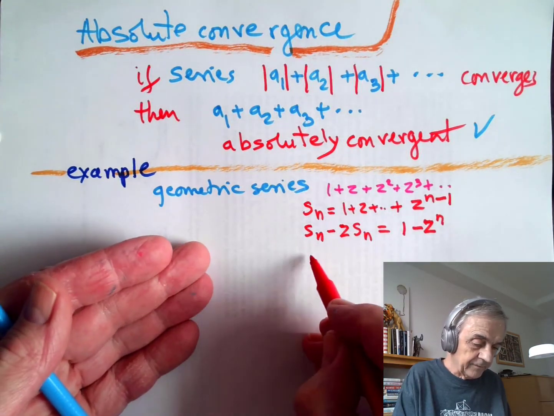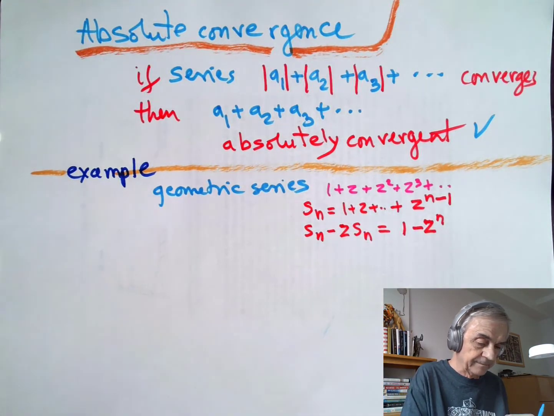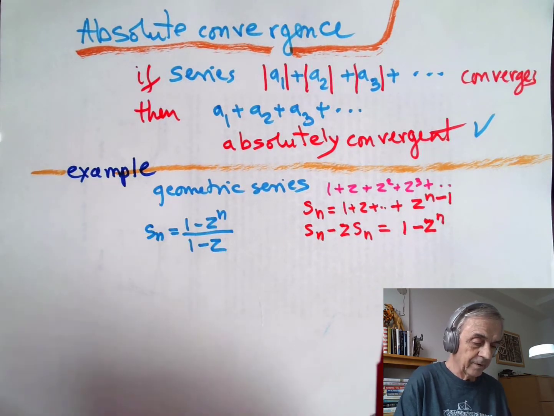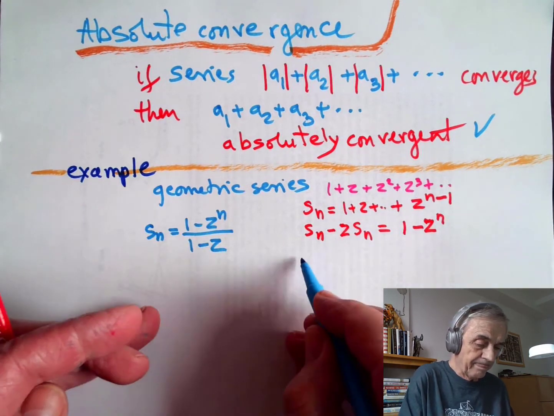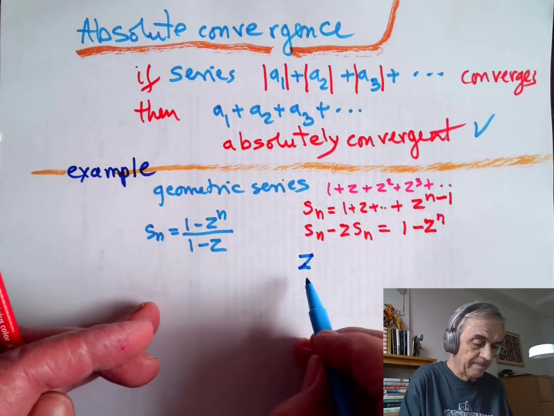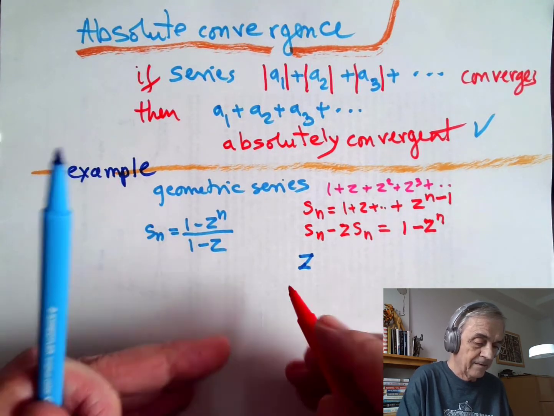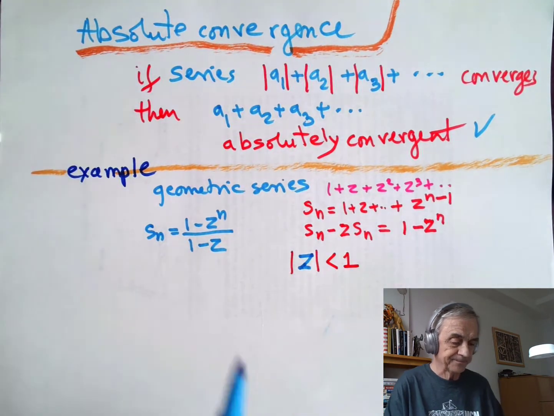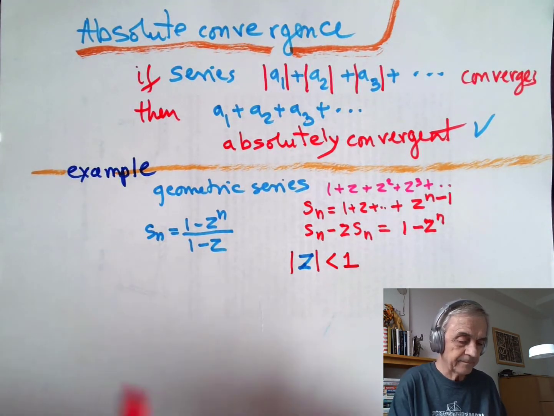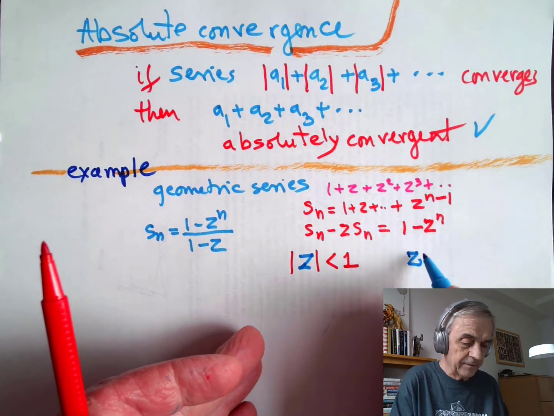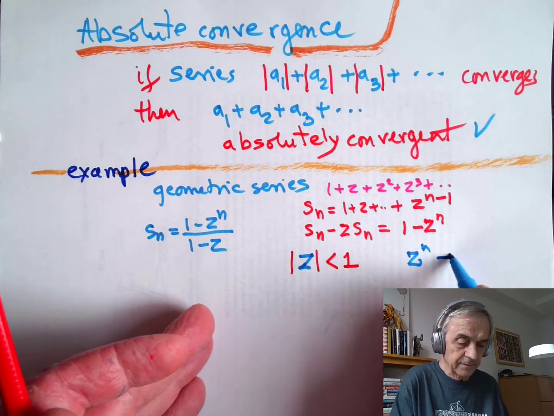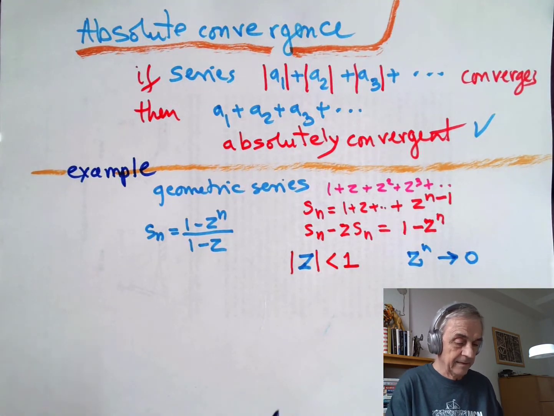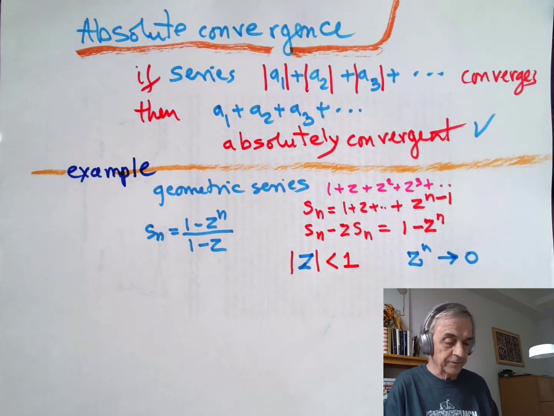From that it follows that Sn, for z with magnitude smaller than 1, z to the n goes to 0. So this is going to be a convergent sequence.